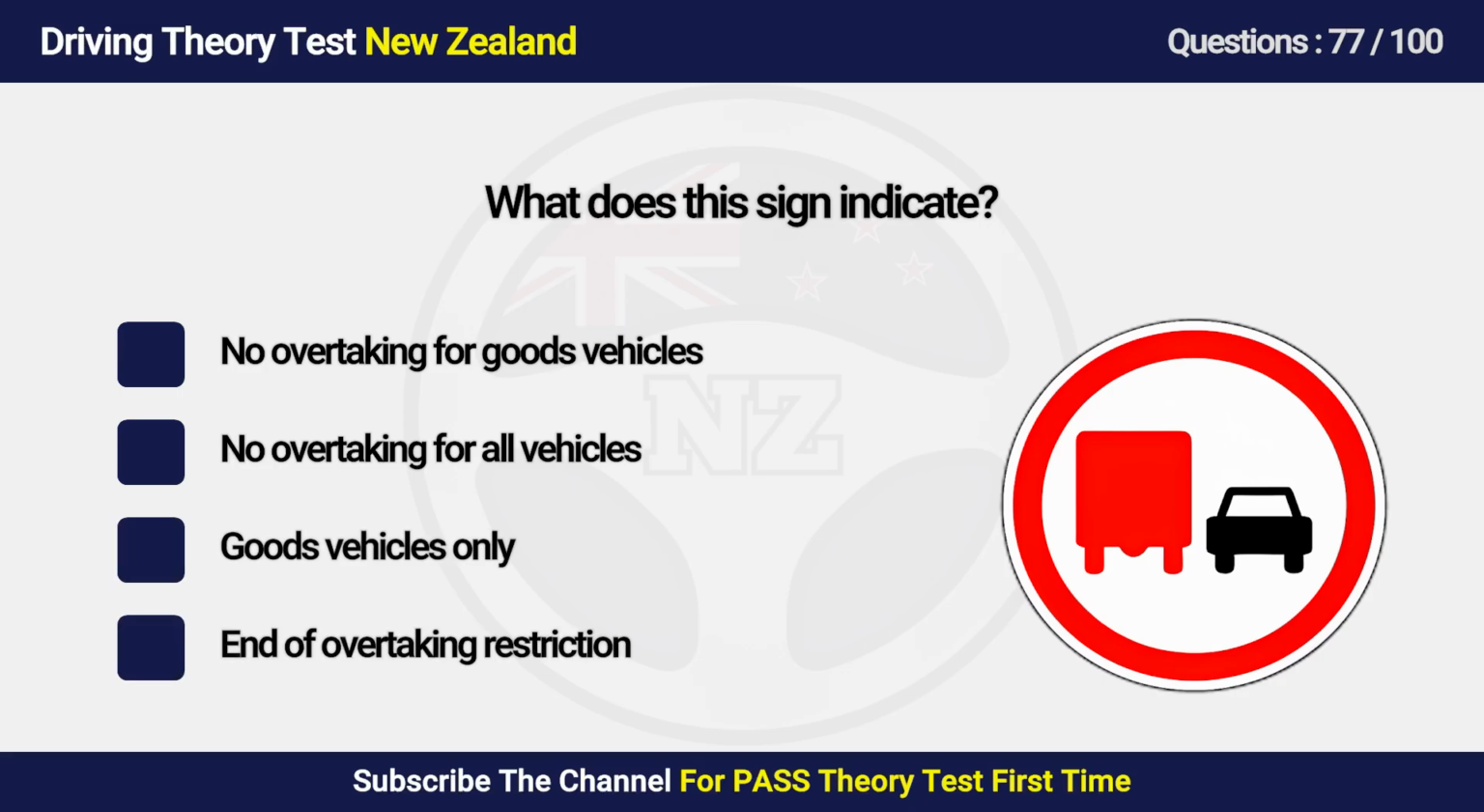Question 77. What does this sign indicate? A. No overtaking for goods vehicles. B. No overtaking for all vehicles. C. Goods vehicles only. D. End of overtaking restriction.